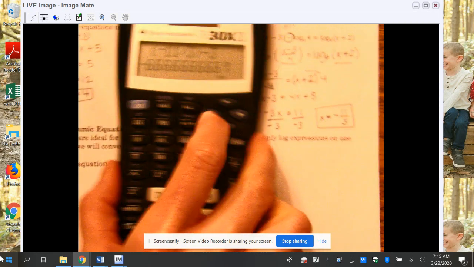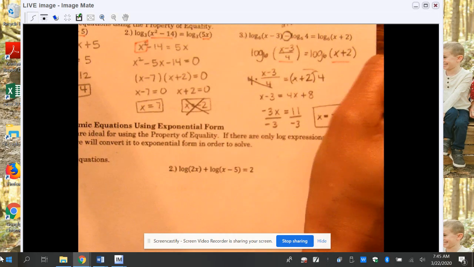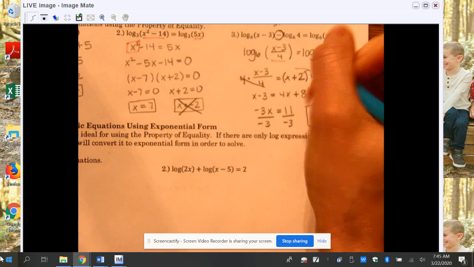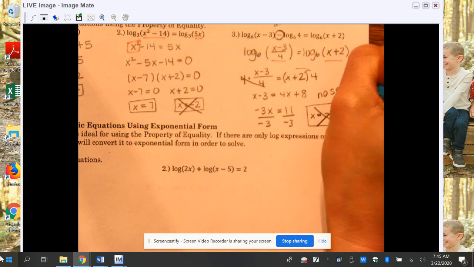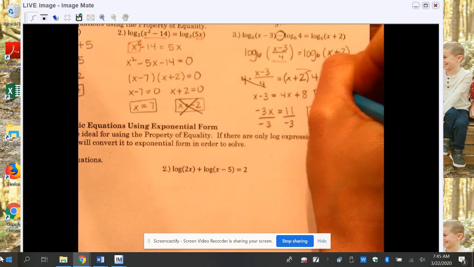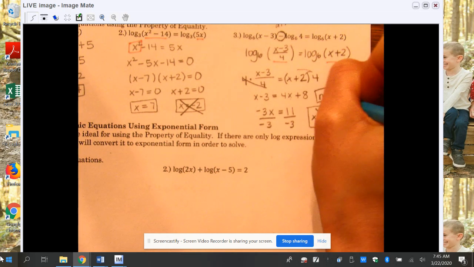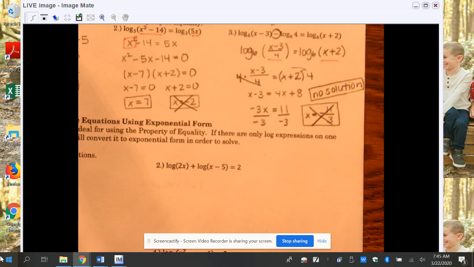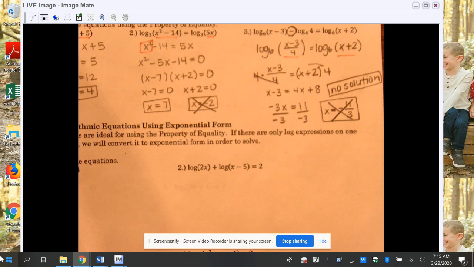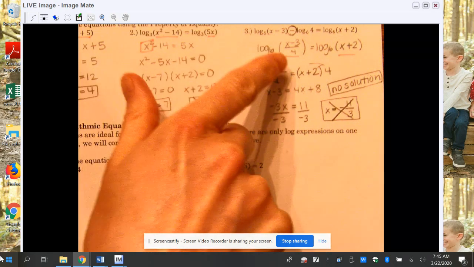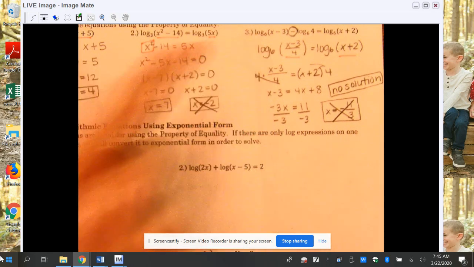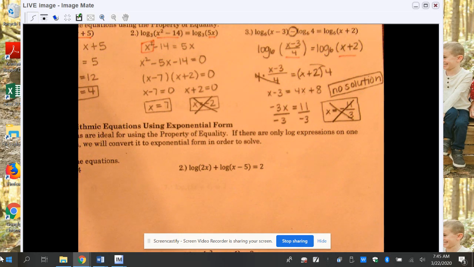Well, that doesn't work. So after all that work, it turns out that this has no solution. Okay, there is no value of x that can make these two logs equal. Well, I guess 3. That will make this equal. Okay. So you always plug it back into your original equation.